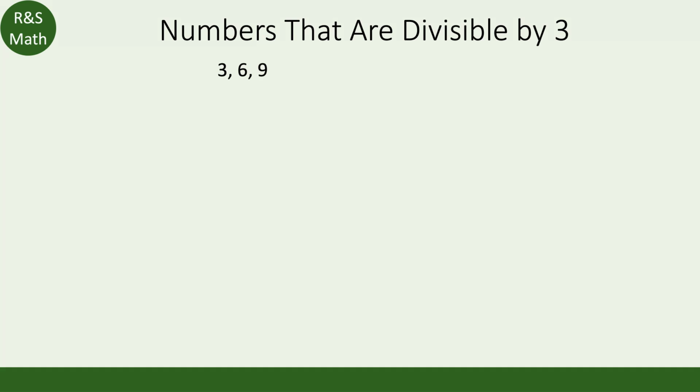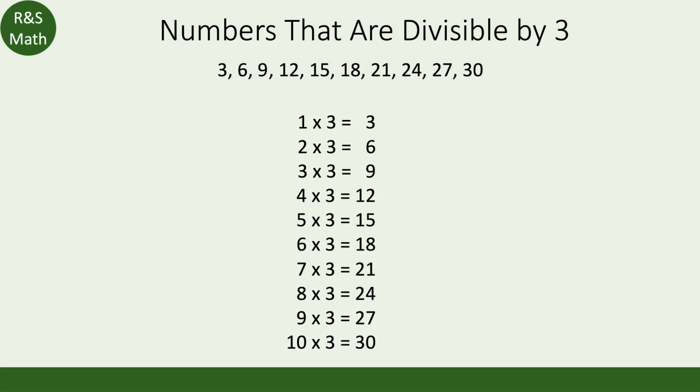If we notice that to get from 3 to 6, you add 3, and to get from 6 to 9, you also add 3, a good guess about the next number in the list would be 3 more than 9, or 12. Let's continue the list for a bit. 15, 18, 21, 24, 27, 30. All of these numbers are divisible by 3. Now let's look at the 3 times table. The answers in the 3 times table are exactly the same as the numbers divisible by 3.